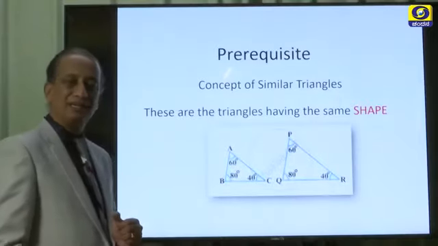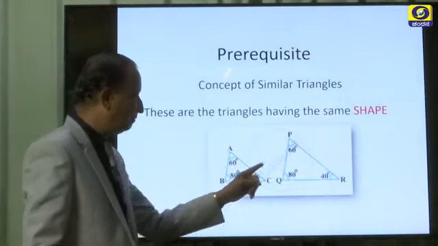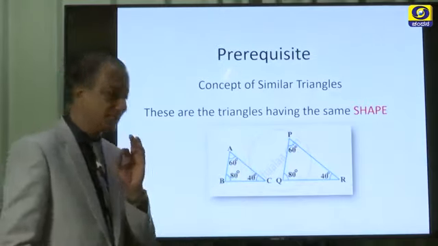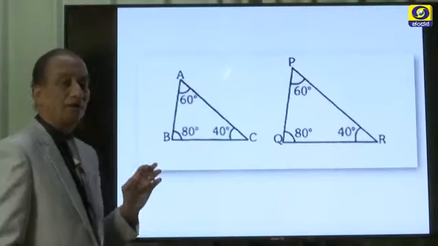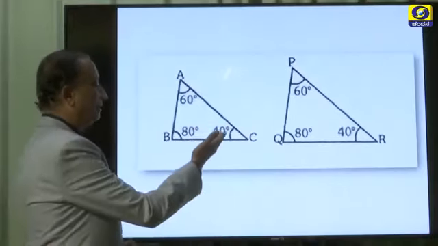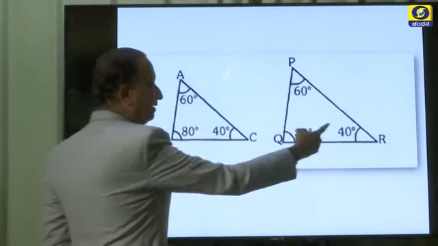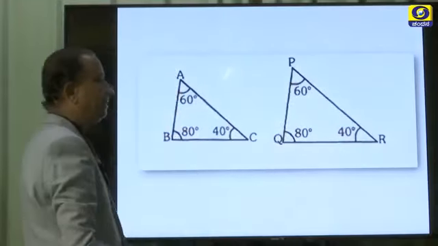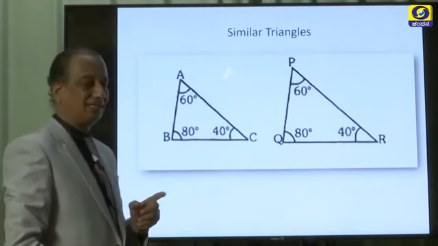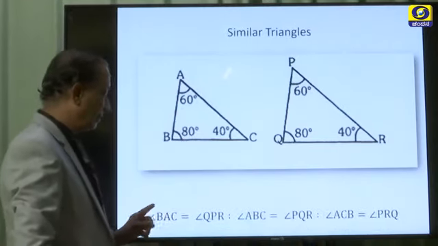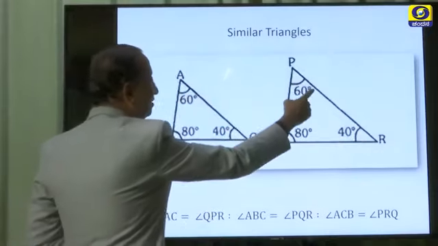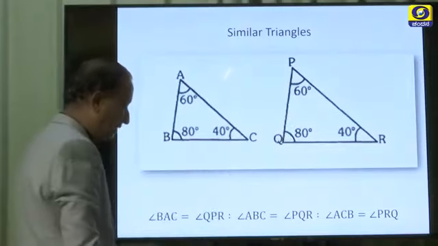Here also you can see a pair of triangle ABC and triangle PQR. You can easily make out they have got the same shape. When they have the same shape, what about the angles? Look at the angles 40, 60, 80. Here also 40, 60, 80 only is there. So, these triangles are called similar triangles, and you can see this angle is equal to this, and 60 is equal to 60, 80 is equal to 80.